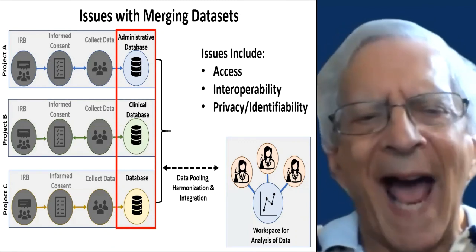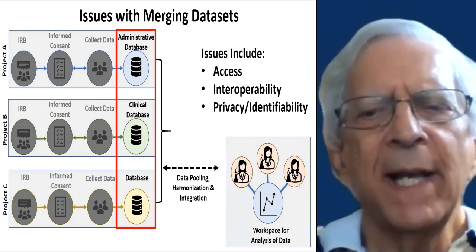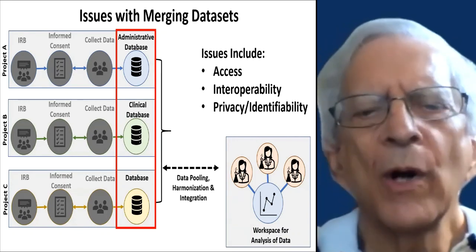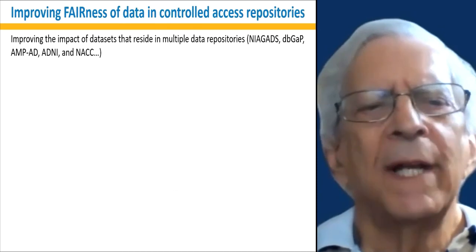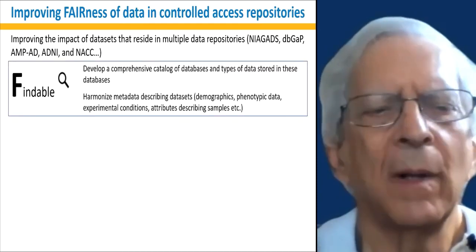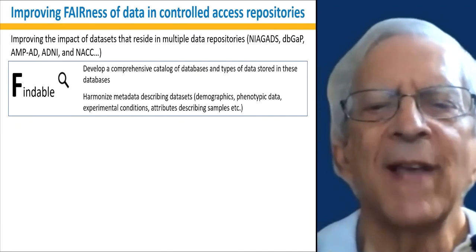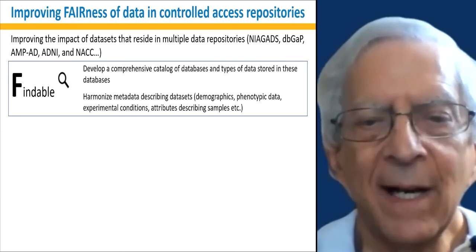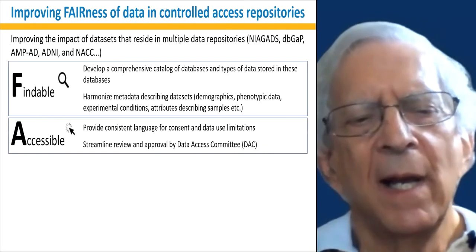So what's important is access to them, interoperability, privacy and identifiability, and of course, we'll talk a bit more about this, maintenance of a workspace in which data can be analyzed. So for the data sets that come from multiple repositories, in NIH, for example, to assure the processes we've talked about, we needed a comprehensive catalog of databases so we know where they exist, harmonizing metadata, common data elements when possible so these data can be accessed.